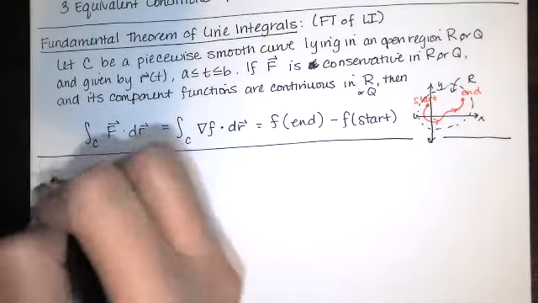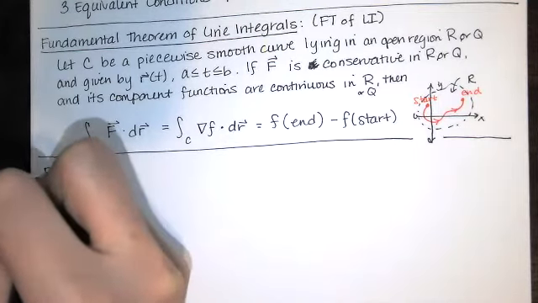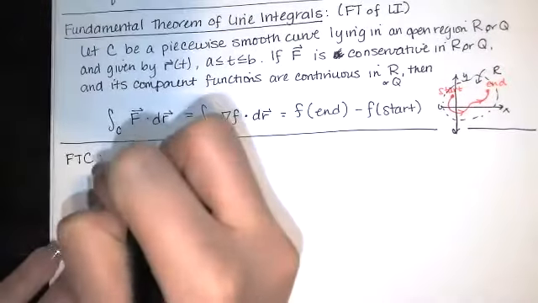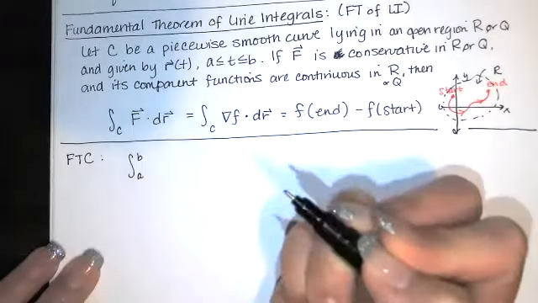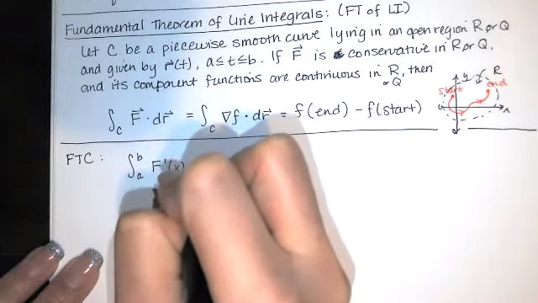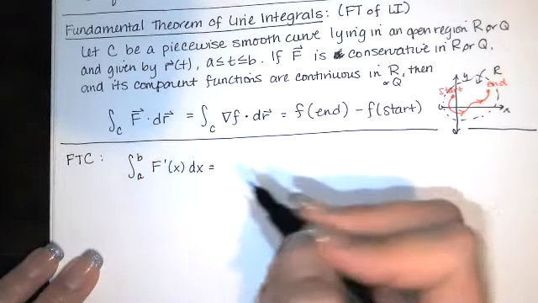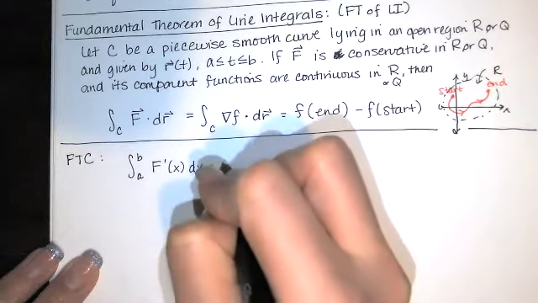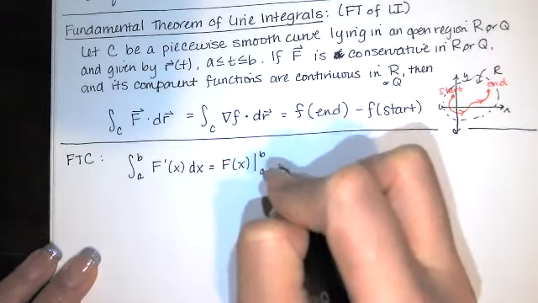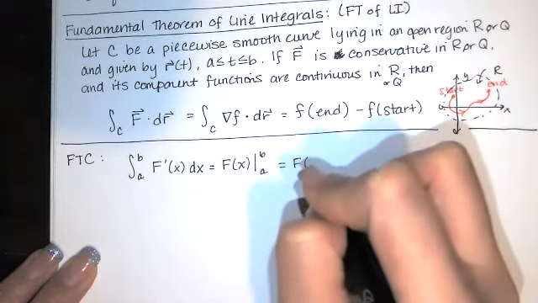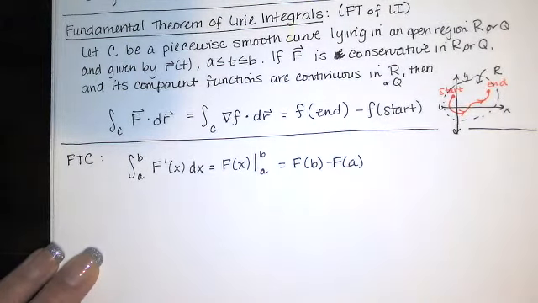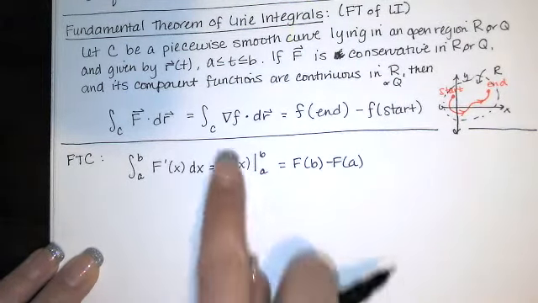Notice the similarity between that and the fundamental theorem of calculus, or one part of the fundamental theorem of calculus. Remember this? I'm going to write it a little differently. The integral from a to b of f prime of x dx is this. We take the antiderivative of f prime to get f. Then we plug in the endpoint and the start point, and we subtract. Look at that, it's very similar. So that's what we're saying here.